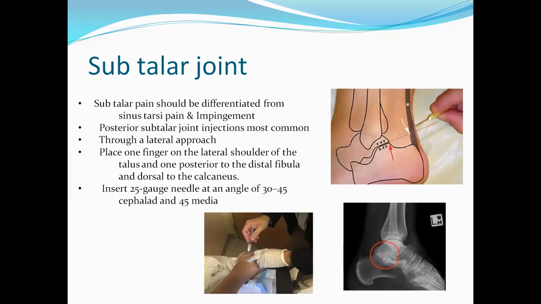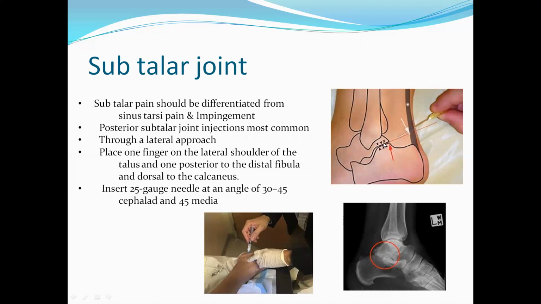The next joint is the subtalar joint. This is a deep-seated joint. Pain from the subtalar joint should be differentiated from other pains around it, like sinus tarsi pain or sinus tarsi impingement. We have three facet joints in the subtalar joint: anterior facet, middle facet, and posterior facet. The posterior facet often undergoes primary osteoarthritic changes. In this X-ray, you can see posterior facet arthritis of the subtalar joint.